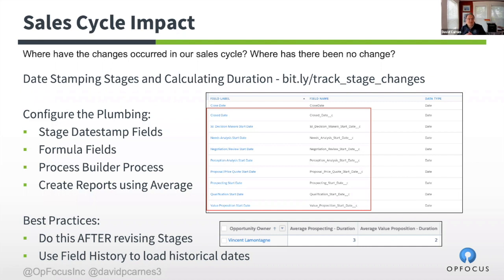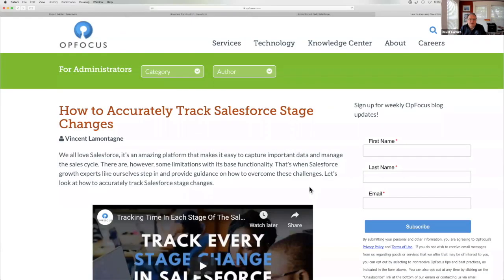But just to explain, what we do with this technique is to date stamp opportunity stage changes, and then to calculate the duration from stage to stage. We have a blog article that a gentleman on our team, Vincent, wrote. So that's at bit.ly/track_stage changes. I'll just pull that up here on the screen.